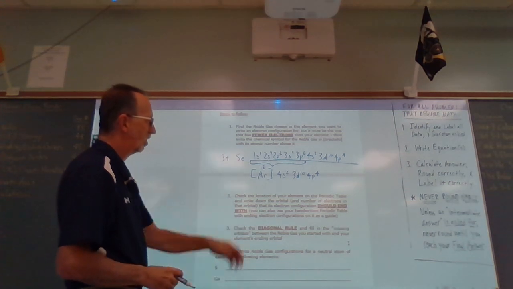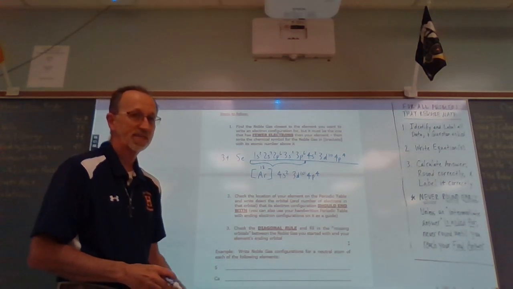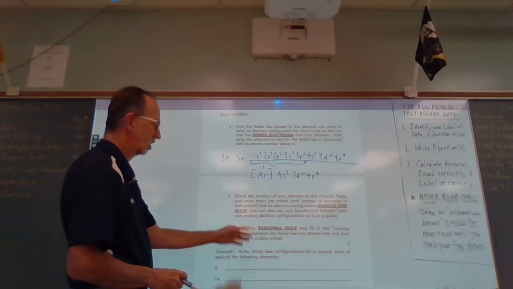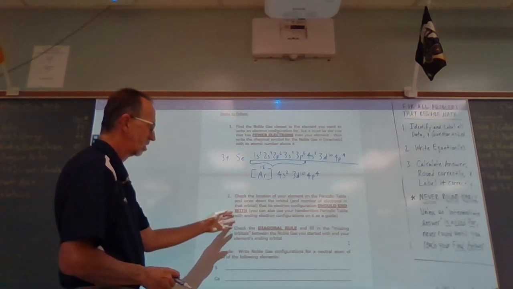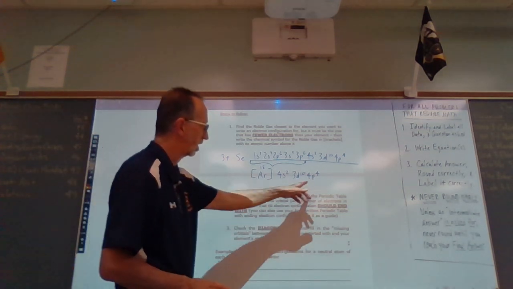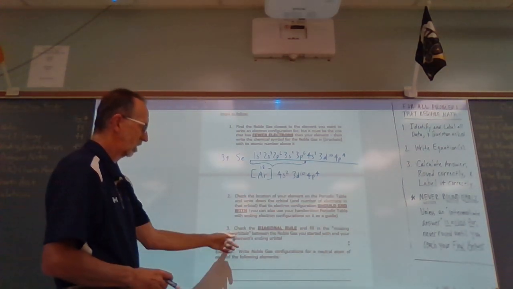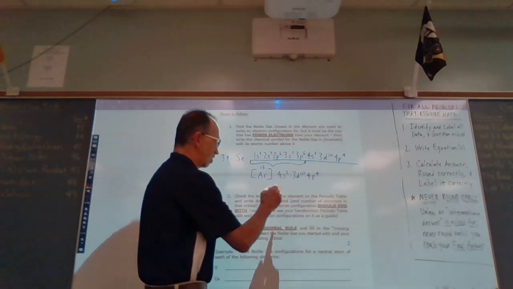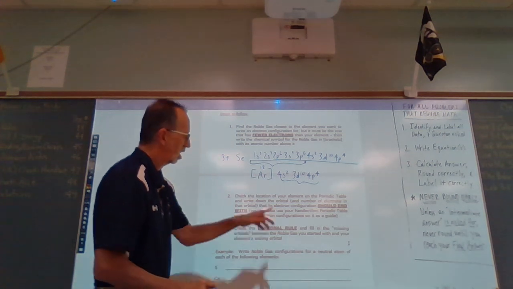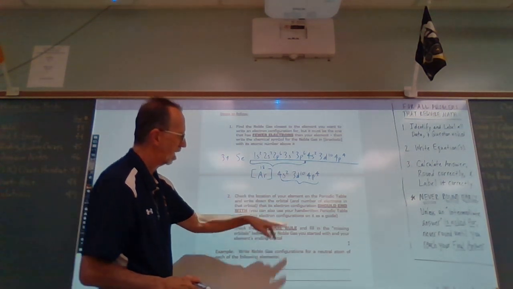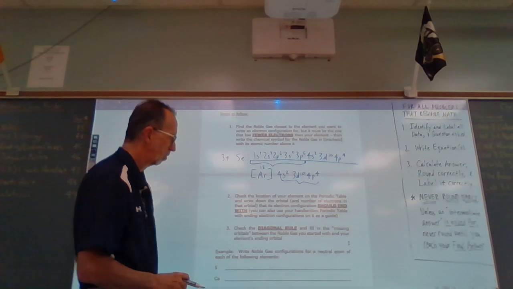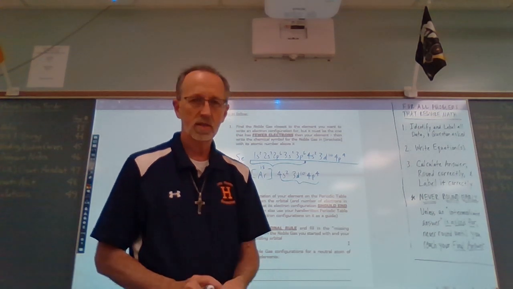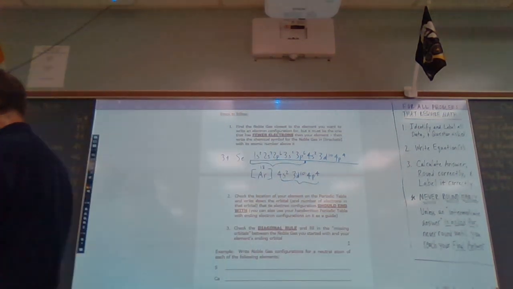So we found the noble gas closest to our element that has fewer electrons. That is argon. Check the location of our element. See what it should end with, 4p4. We got that right there. Check the diagonal rule and fill in the missing orbitals between the noble gas you started with and your element's ending orbital, which is what we did right there. Our noble gas ended with 3p6. We picked up with 4s2, 3d10, 4p4. Adds up to 34 as it should. We're good. All right. So let's look at a few others and do those.